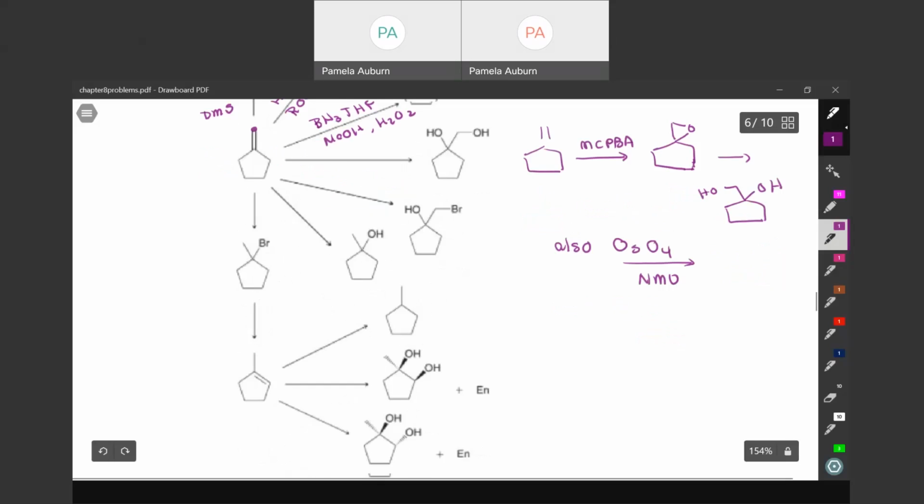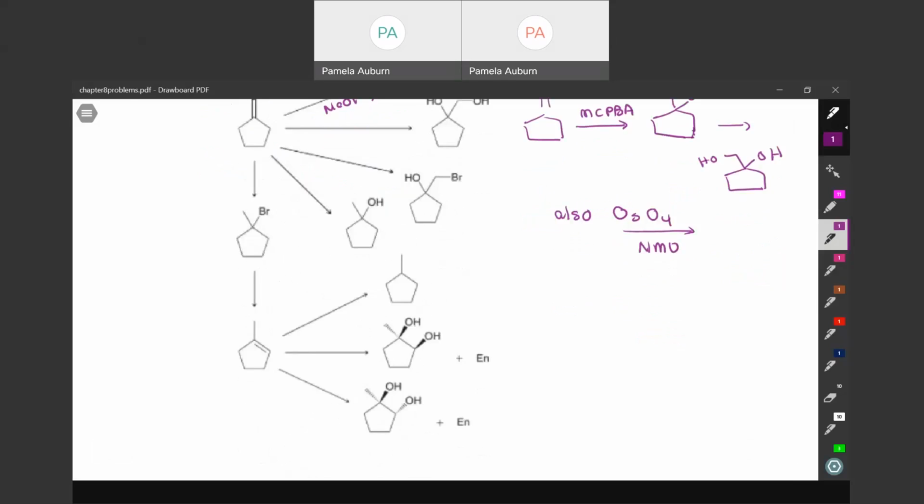The third way I could do it is with KMnO4 in base, but making sure I keep it cold. And the reason that I don't like that method is that even though I keep it cold, KMnO4 is a rather harsh reagent and I still get some side products. So if I were voting for a best method, I would vote for using peroxide and then cleaving it.